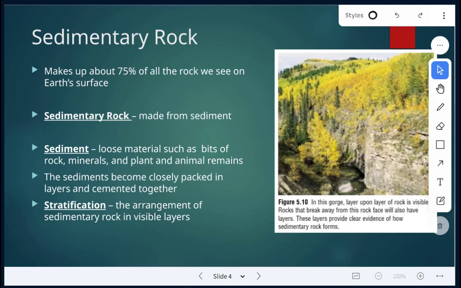We can also see layers of sedimentary rock. That's called stratification. That's the arrangement of sedimentary rock in visible layers, which we can see in this gorge. And if rocks break away from this rock face, they'll also have layers. Those layers provide evidence of how sedimentary rock forms.